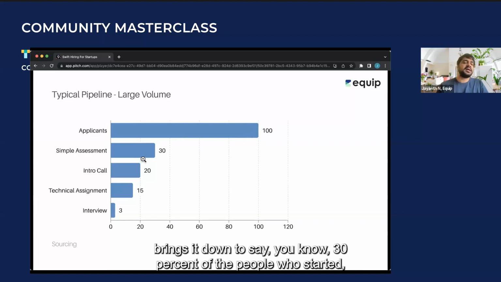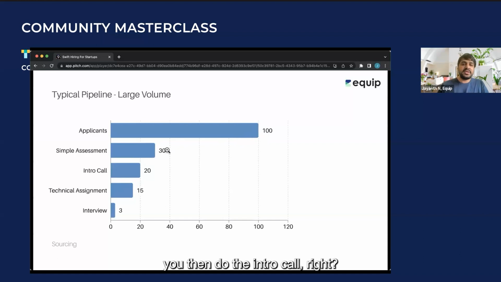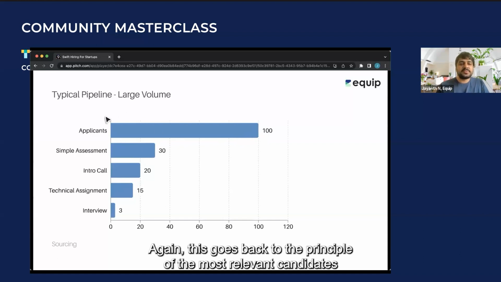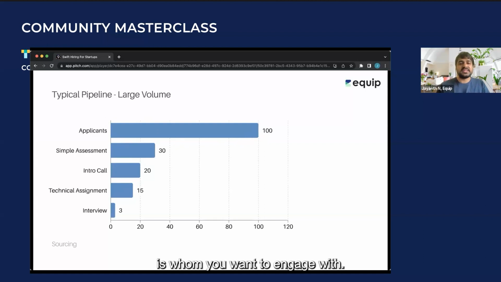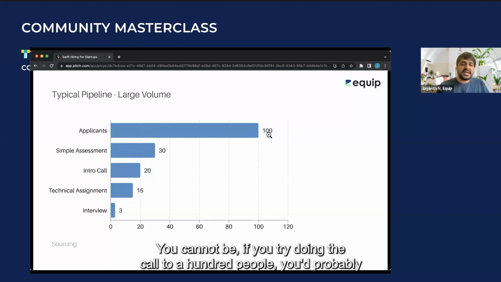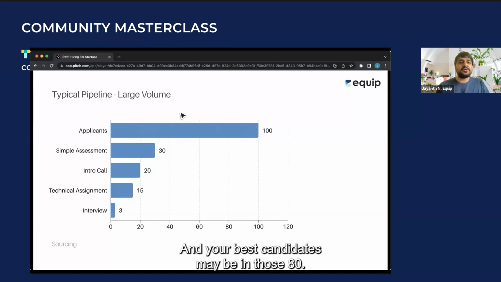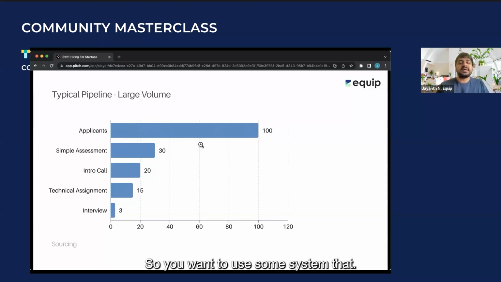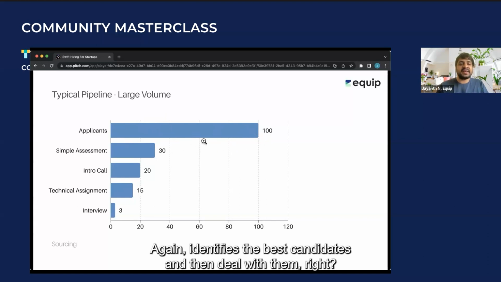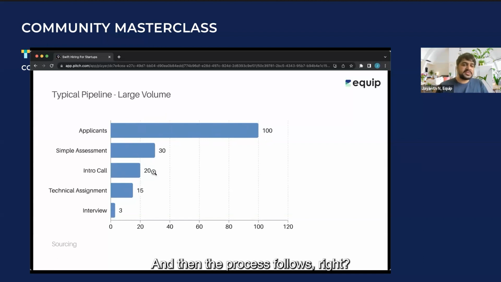That brings it down to, say, 30% of the people who started, and you then do the intro call, right? Again, this goes back to the principle that the most relevant candidates are whom you want to engage with. If you try doing the call to 100 people, you'll probably do 20 and get exhausted, right? And your best candidates may be in those 80. So you want to use some system that identifies the best candidates and then deal with them, right? And then the process follows.